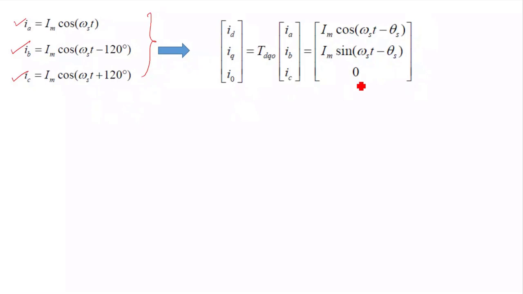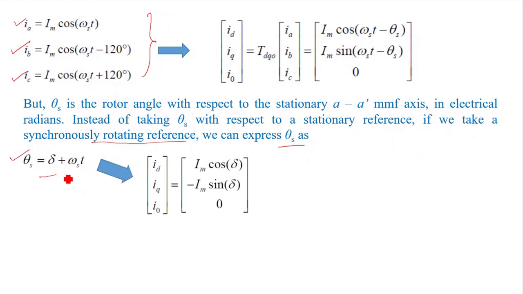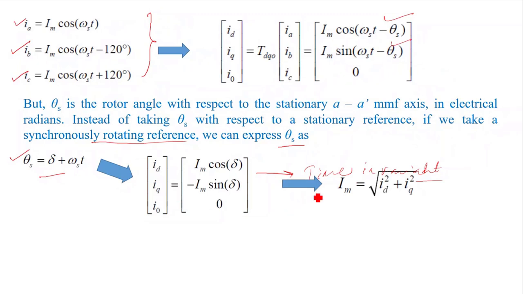But theta s is the rotor angle with respect to the stationary A dash MMF axis in electrical degrees. Instead of taking theta s with respect to a stationary reference, if we take a synchronously rotating reference, we can express theta s as delta plus omega st. If I substitute this theta s in this equation, then ID, IQ, IO will become Im cos delta and minus Im sin delta. That means it will become a time-invariant quantity.